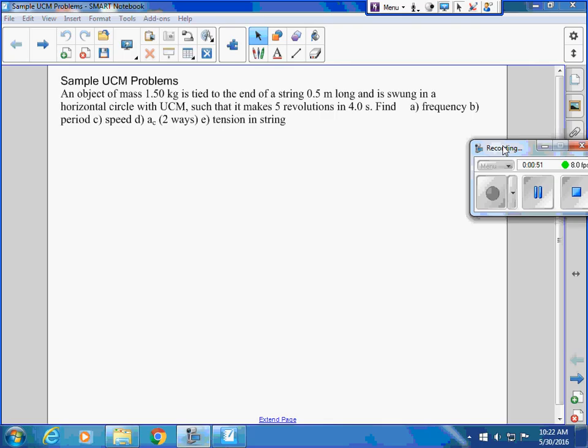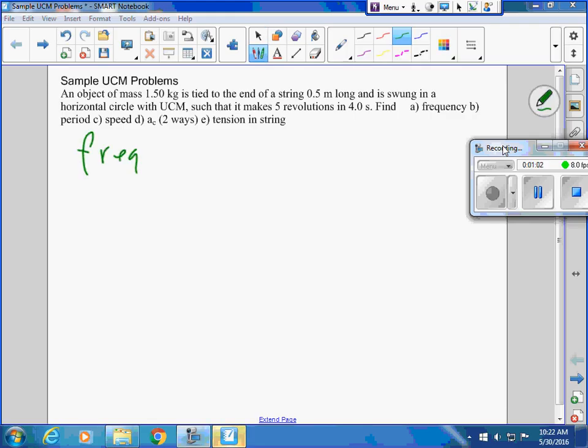Okay, so one thing that we haven't talked about yet is frequency. We've talked about period, but we haven't talked about frequency. Usually we just let the letter f represent frequency, and it's the number of revolutions per second. So in this case here, it's making 5 revolutions in 4 seconds. Frequency, f, is equal to revs per second. Revolutions per second.